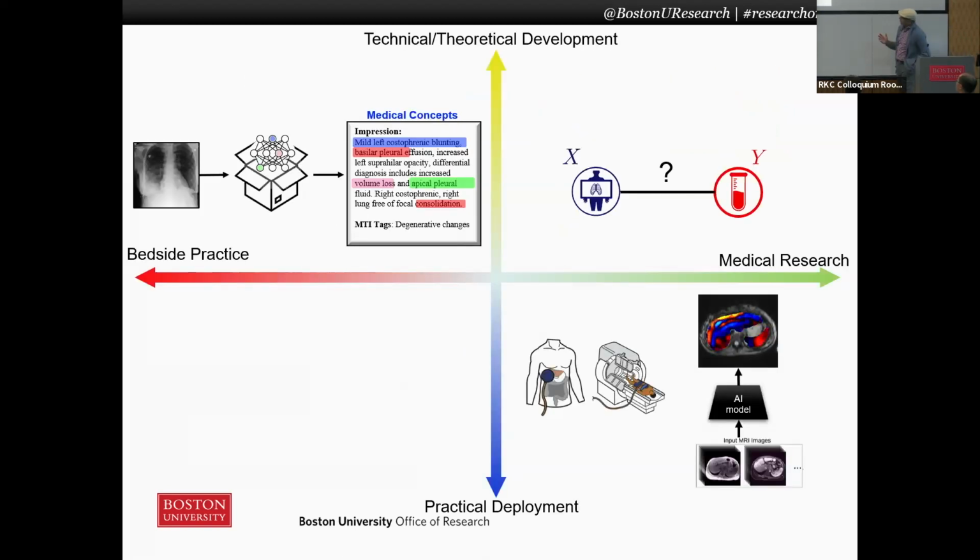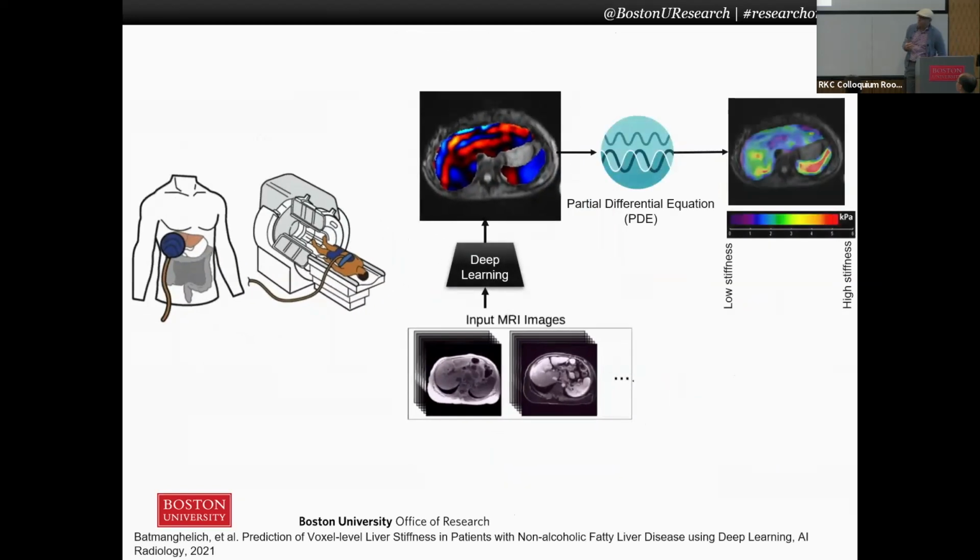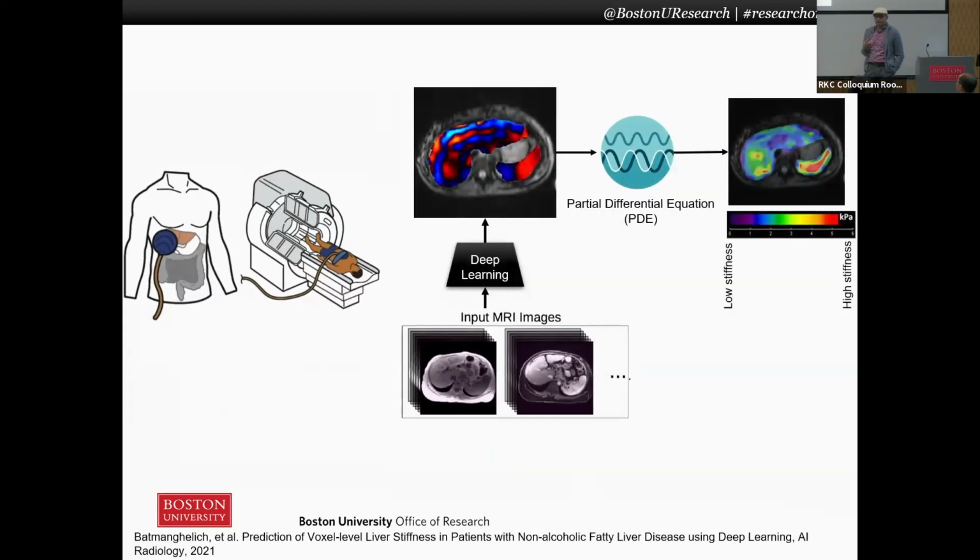Now, let me talk about another project. This is mostly on practical application of AI, again, for medical research. We have been working on a project to characterize a disease called non-alcoholic fatty liver disease, NAFLD, which is a liver disease characterized by the development of stiffness of the liver.